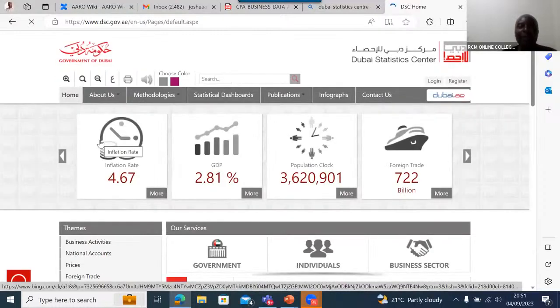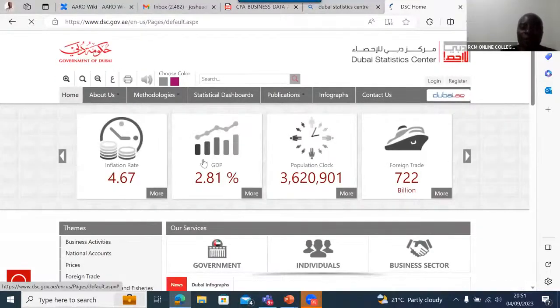It's opening, give it time. So now you can see the inflation. First of all, are you able to see my screen? Yes. So you can see it is the Government of Dubai, with a signature up there. We have the Dubai Statistics Center. They have the dashboards. You can see the inflation rate is at 4.67, quite low. Their gross domestic product is 2.81, and it changes by the minute. Like the population clock, there they are at 3.62.